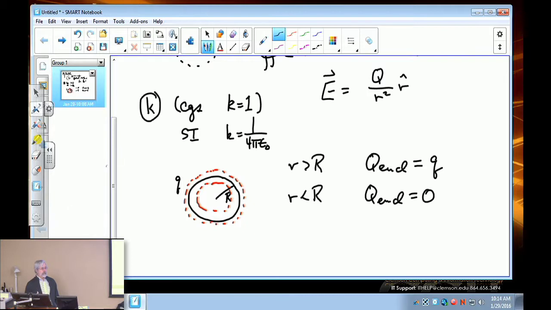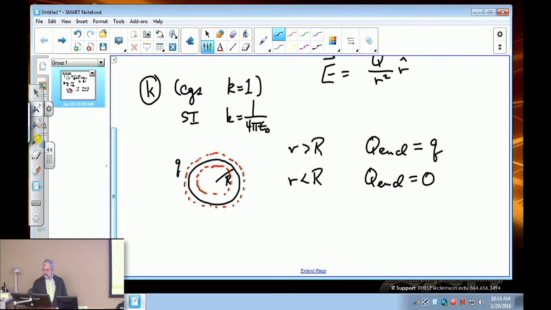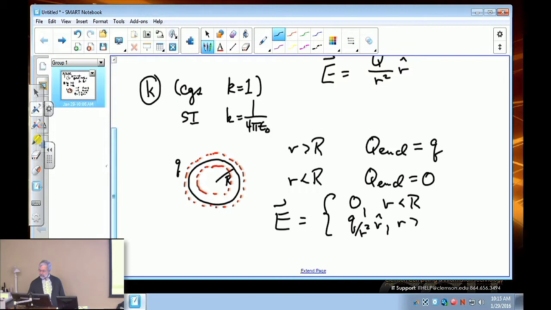But you can go through the same argument with symmetry and so forth, and therefore find out that the electric field is 0 if you're inside the sphere, and is Q over R squared R hat if you're outside the sphere. So it shows that the electric field inside of a charged sphere is 0. This is similar to what we found when we looked at the gravitational field. We didn't talk about this very long.